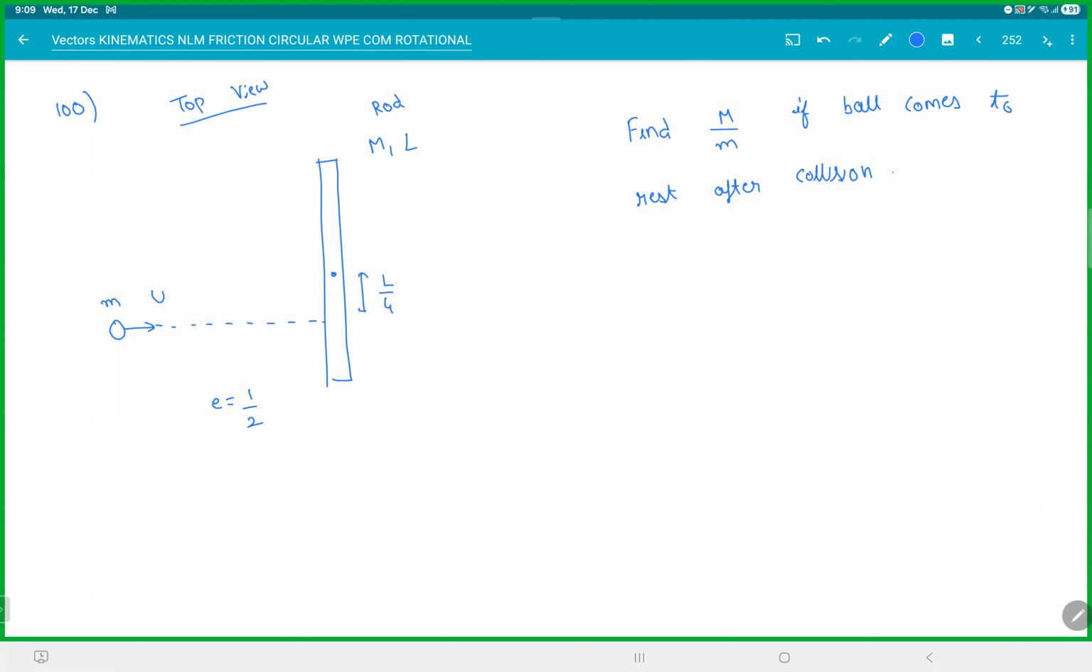This is a good one. I'll give a minute more. These kinds of problems, basically, there are three steps: conservation of linear momentum, conservation of angular momentum, and coefficient of restitution. In all collision problems, there are technically only two concepts: momentum and restitution. Since there is a rotation involved, there is also angular momentum.